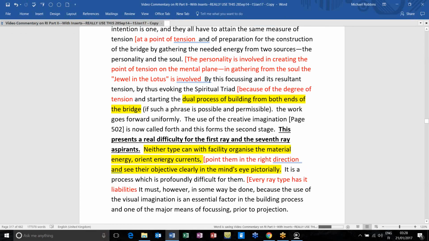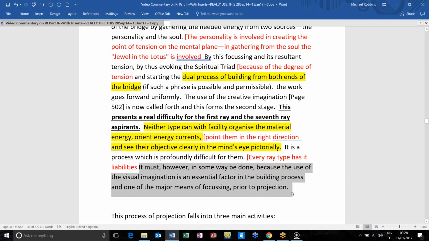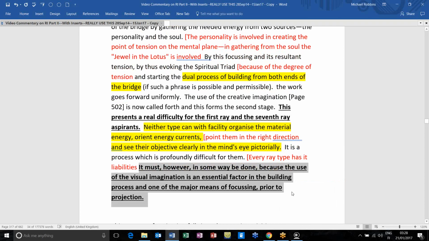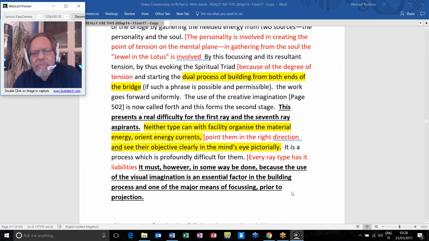It must, however, in some way be done, because the use of the visual imagination is an essential factor in the building process, and one of the major means of focusing prior to projection. We were told that it is the means by which the Buddhic type of organization and arrangement of energies can make the proper kind of impression upon the astral field. Okay, it must be done.